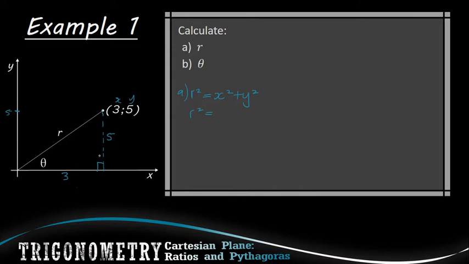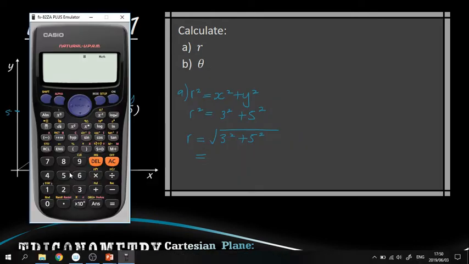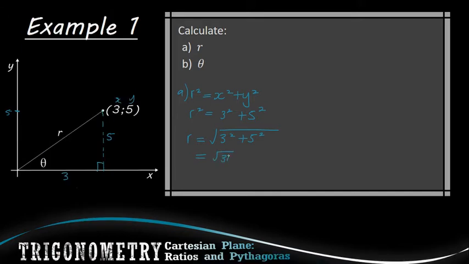So we've got 3 for x, so that's 3 squared plus 5 squared, and then square root both sides. So this gives us r is equal to the square root of 3 squared plus 5 squared. And then to put that onto the calculator, we've got the square root of 3 squared plus 5 squared. So this then is the square root of 34.